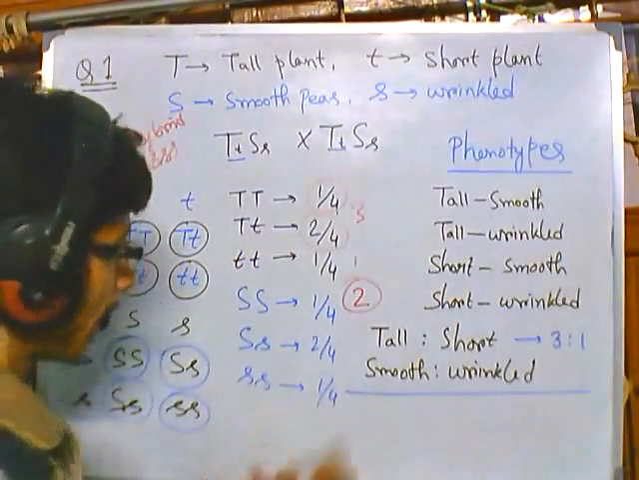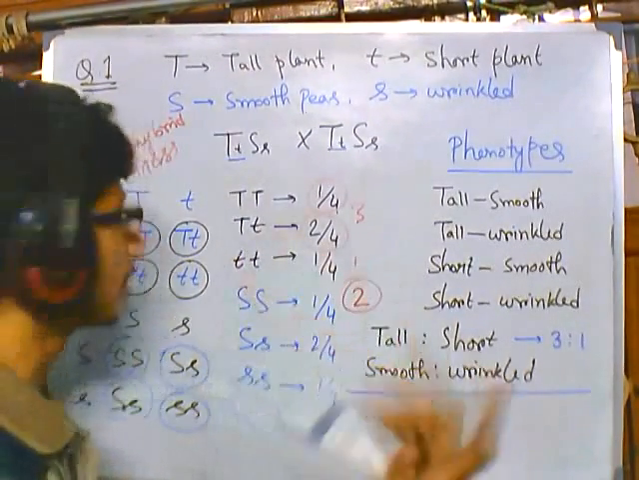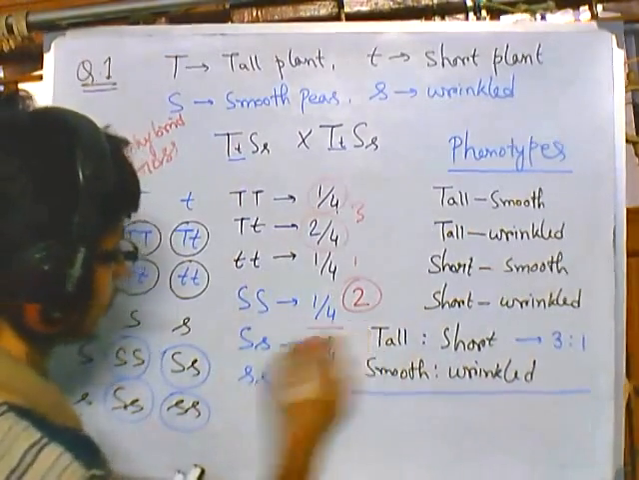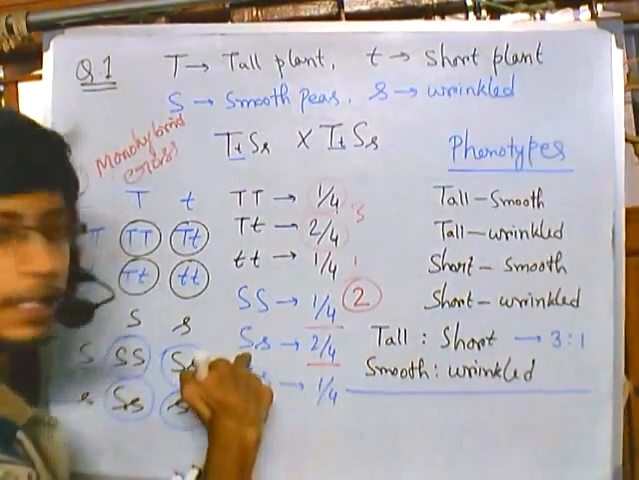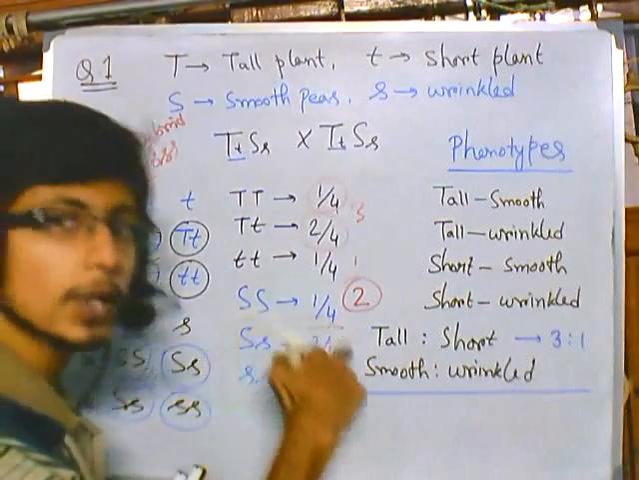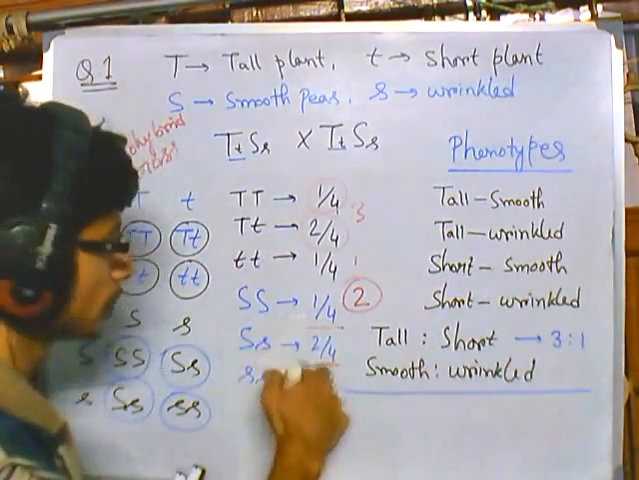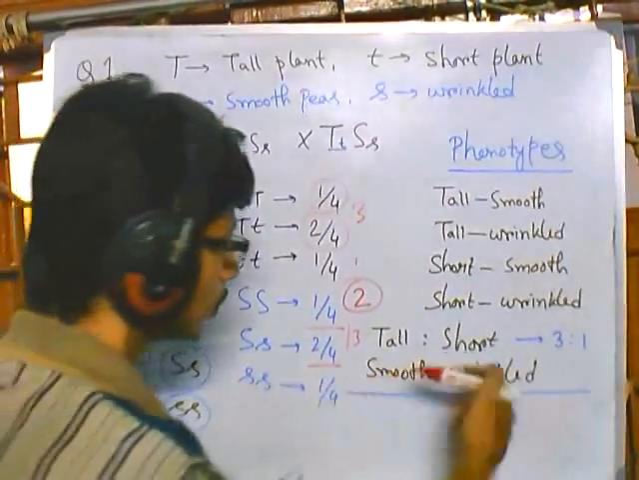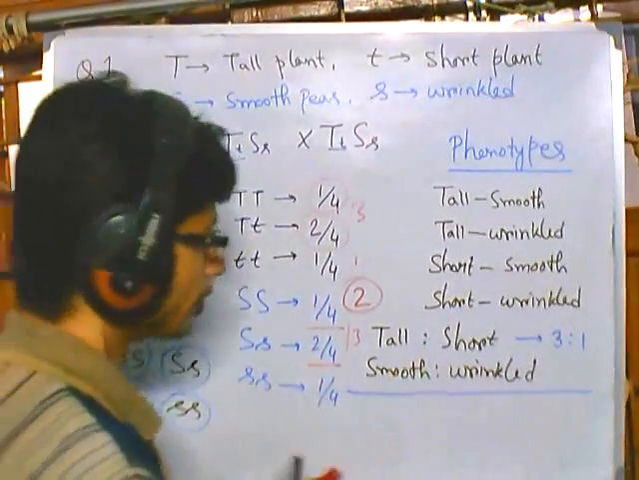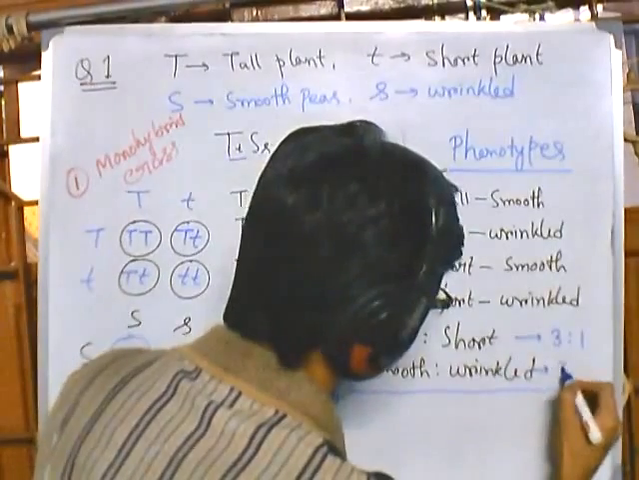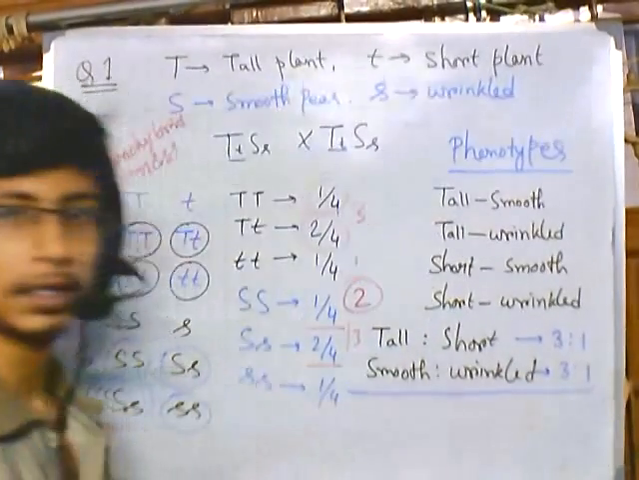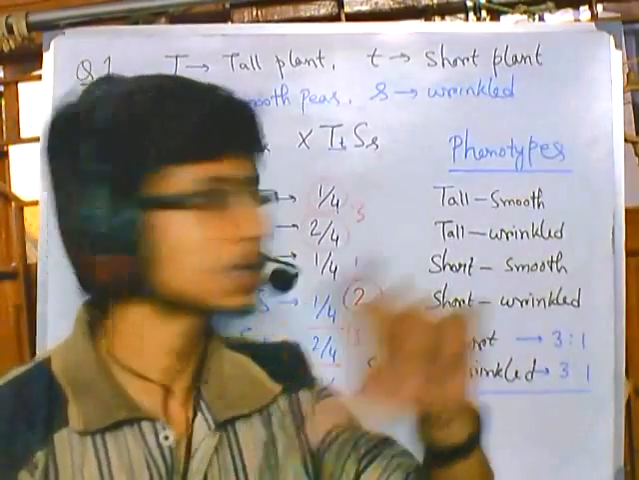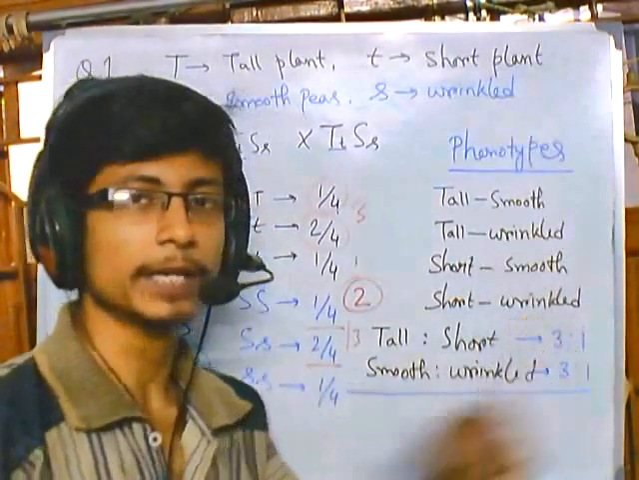Okay. And the ratio of smooth is to wrinkled. What is the ratio? Again, say this is smooth. This is also smooth because smooth is the dominant character. So heterozygous would also be smooth. So this is smooth, this is smooth. So 3 are smooth, 1 is wrinkled. So again, smooth is to wrinkled, and the ratio will be 3:1. Get it?